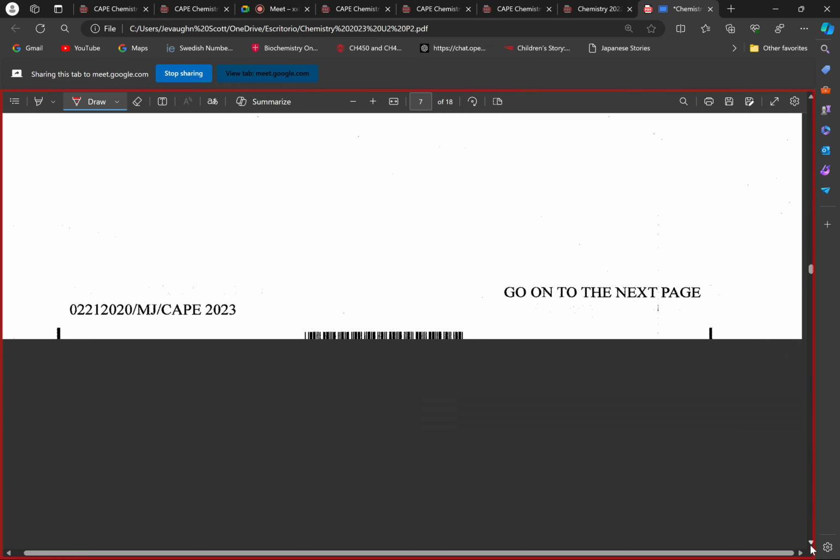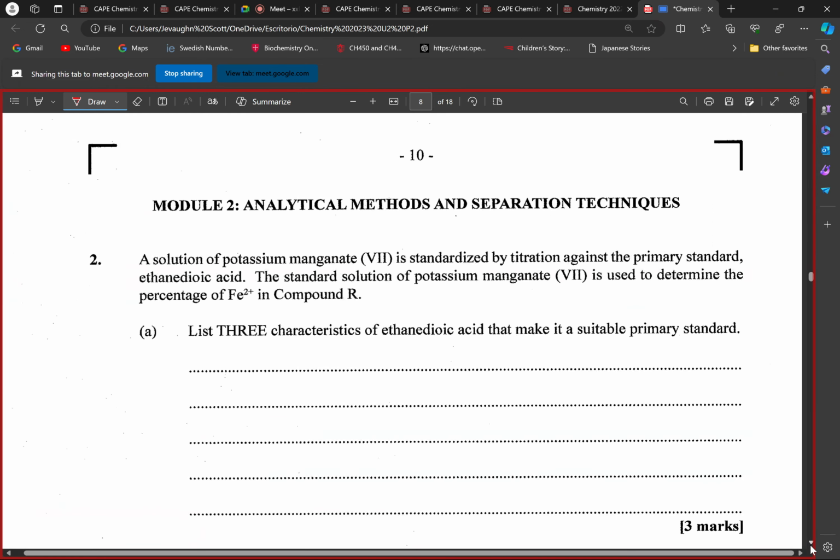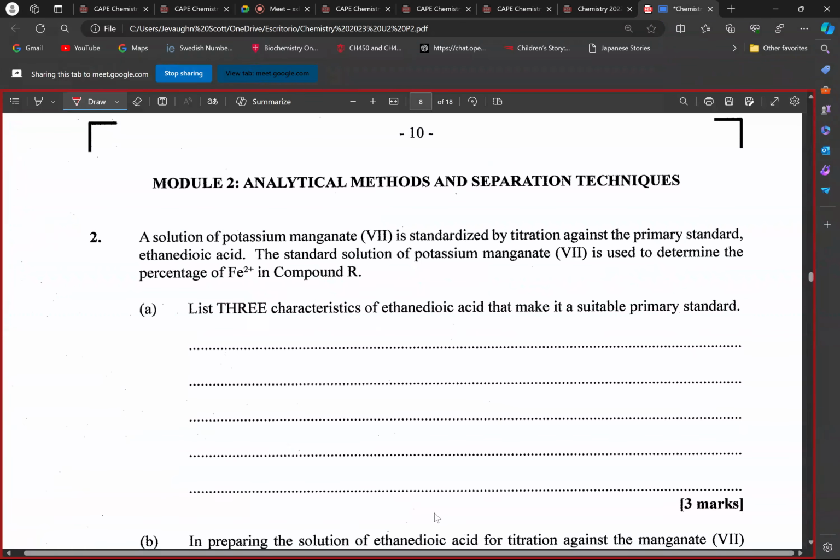Moving now to module 2, analytical methods and separation techniques.